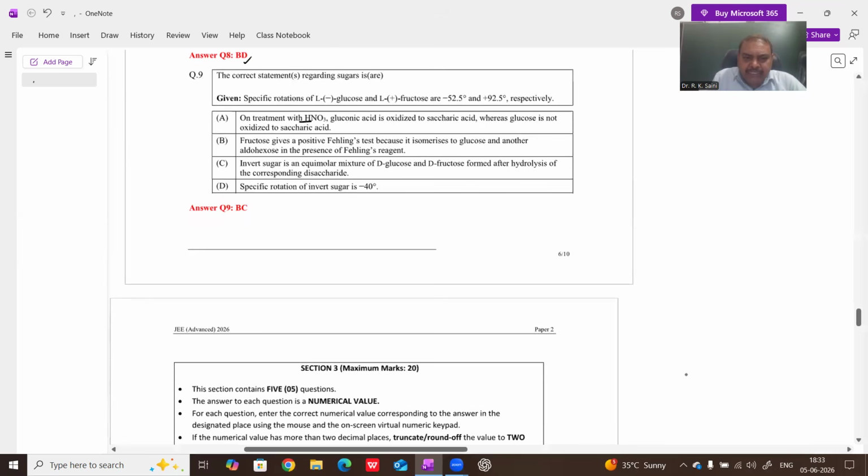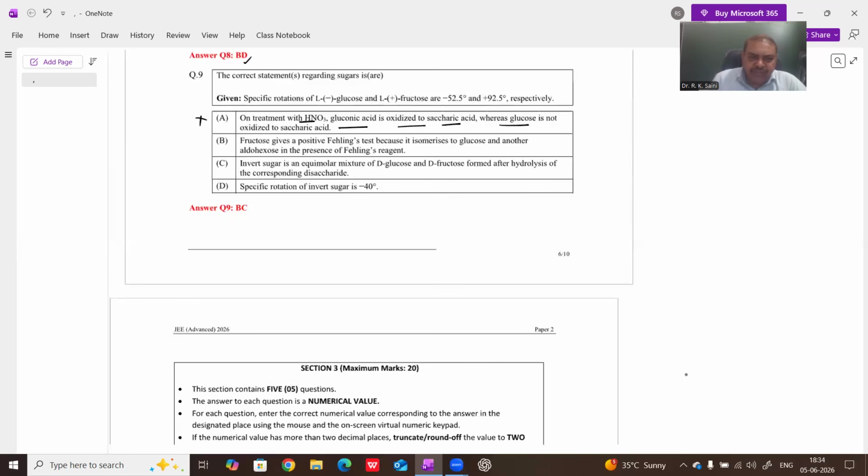On treatment with HNO3, gluconic acid is oxidized to saccharic acid, whereas glucose is not oxidized to saccharic acid. It is incorrect because HNO3 oxidizes aldehyde as well as primary alcohol, and hence both of them give saccharic acid on their oxidation. This is the saccharic acid. It is a dicarboxylic acid. Gluconic acid as well as glucose both give saccharic acid with HNO3. Therefore, the first statement is incorrect.